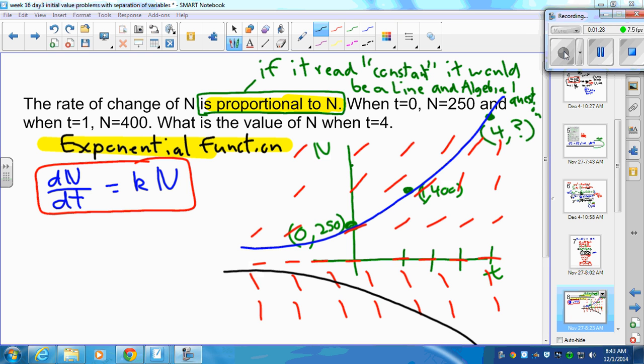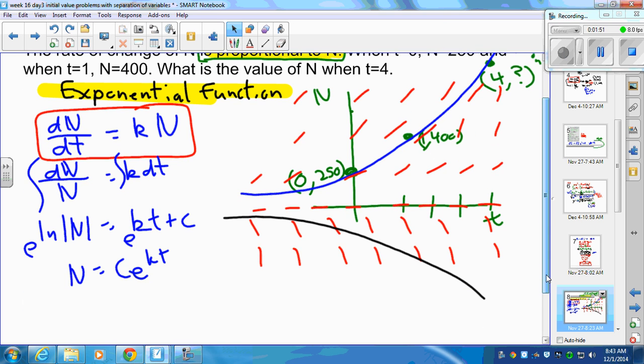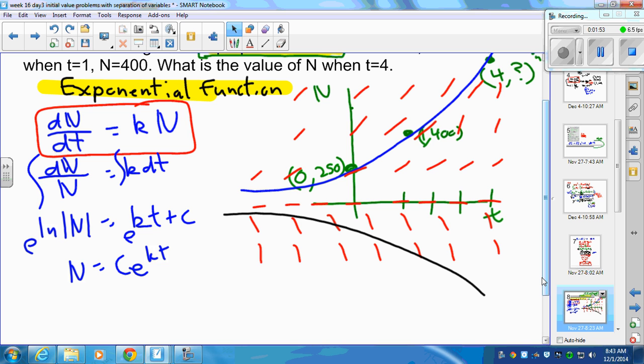All right, so we solve. As a reminder, to solve you'd have dn over n equals k dt. Separate: ln of n equals kt plus c. E it: n equals c e to the kt. Now, two things that you should be getting good at. You don't really fully know why, but when you do e to the ln, I told you, you can just remove the absolute value. You'll understand that a lot clearer today in the notes. And then remember, e to the kt plus c is c e to the kt.